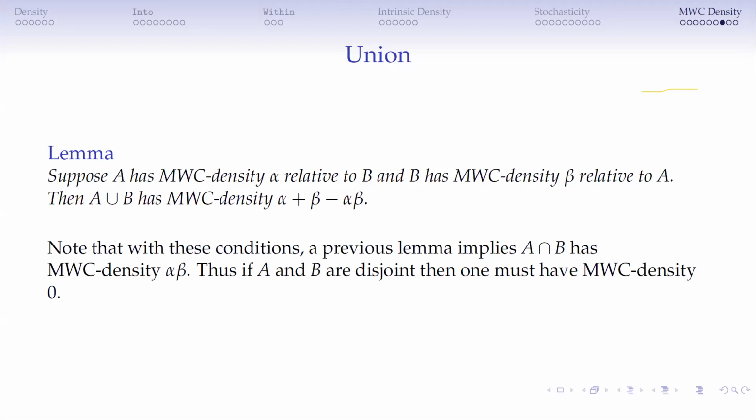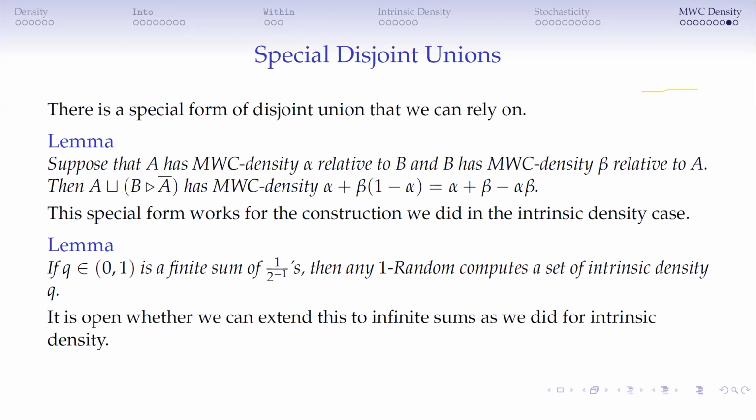So if we think back to how we constructed sets of intrinsic density R, we needed unions, we needed disjoint unions to have fine control over how we achieve those densities. So fortunately, we have a special form of disjoint union we can use to recover part of that proof. So if we have A and B with relativization in both directions, then A disjoint union B into the complement of A has MWC density alpha plus beta minus alpha beta. So sort of what it should have.